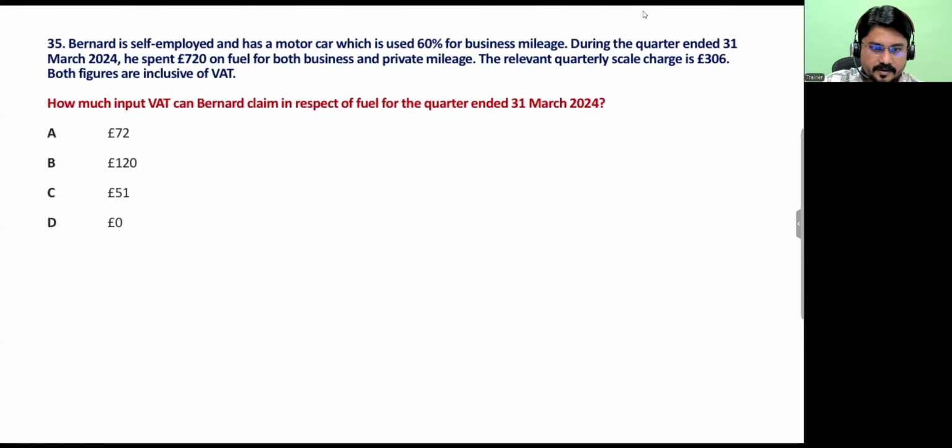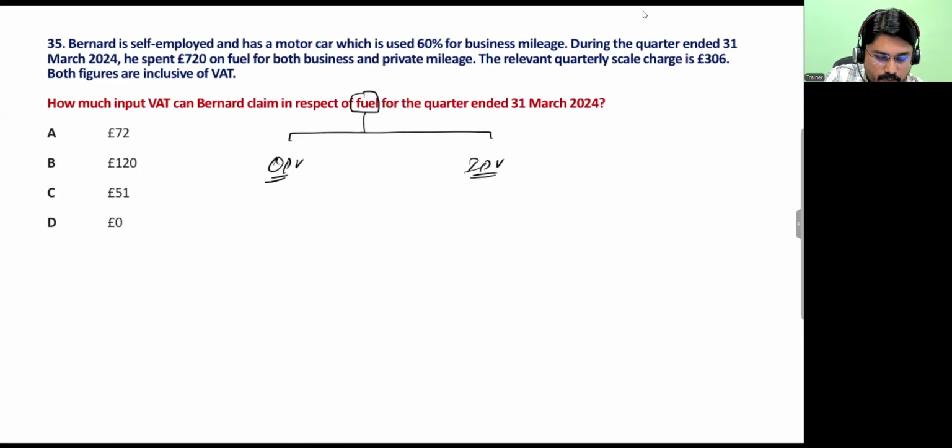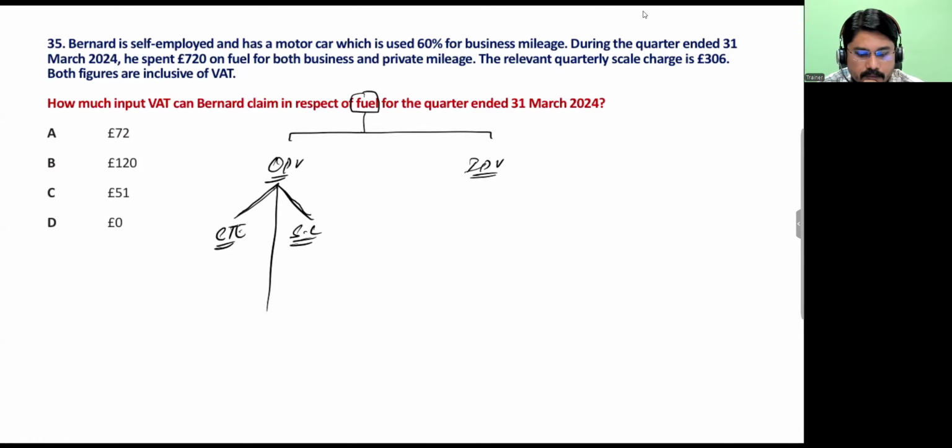This question is from VAT, and in VAT, if we talk about fuel, on fuel both output VAT and input VAT are calculated. For calculating output VAT, we have two methods. One of them is charge to employee, and the other one is scale charge. And input VAT is calculated on actual fuel cost.